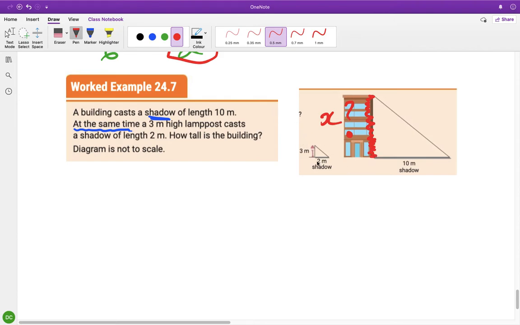Okay, and they're similar because they both have this 90-degree angle, and the sun was at the same height in the sky when it shone on the lamppost and the building, meaning it would cast a shadow at the same angle.